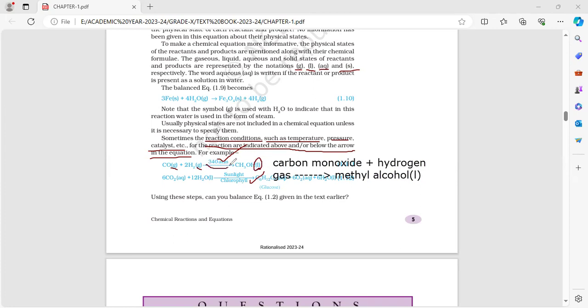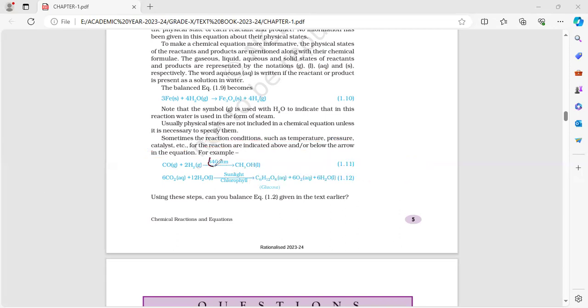Only with one condition: when you give 340 atmospheric pressure. So this is the condition. When 340 atmospheric pressure is given in this chemical equation, you will get alcohol in liquid form. This is also an important equation. Here you take two gases but the product is in liquid state, so you need to mention the condition above the arrow.